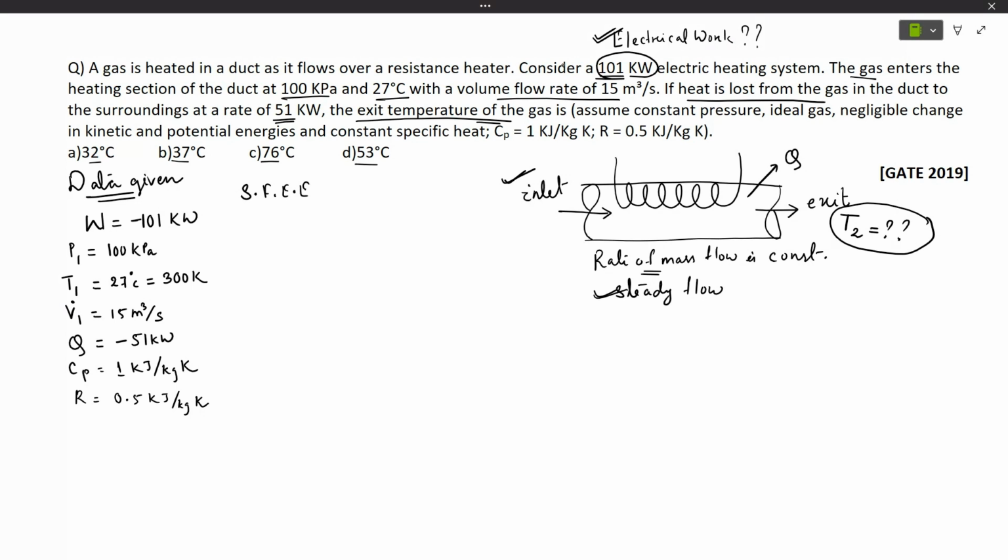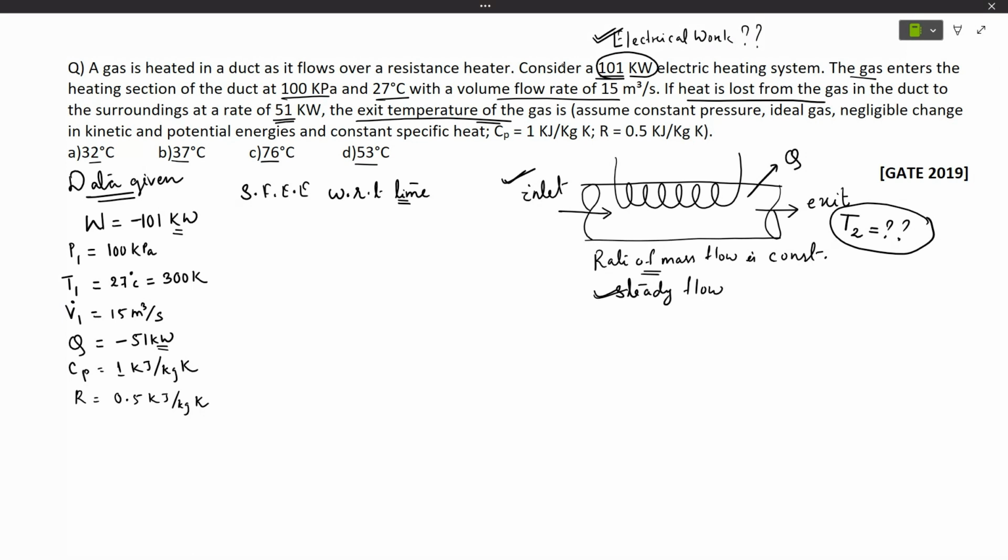And we are going to use the steady flow energy equation with respect to time. Why do we consider it with respect to time? Because here work done is given in kilowatt, heat transfer is given in kilowatt, and volume flow rate is given in meter cube per second.